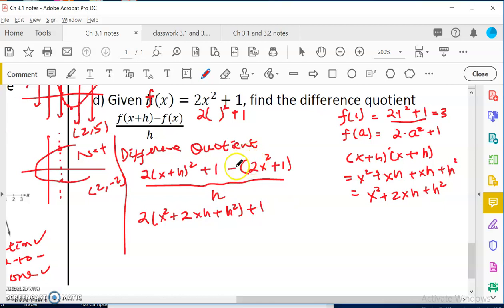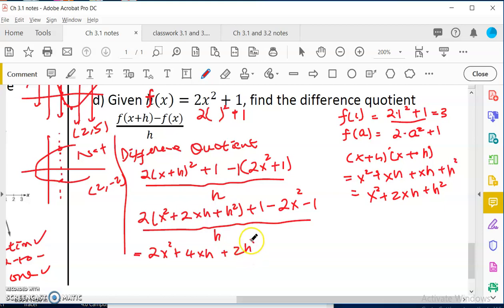Now I'm going to distribute the negative 1, but we're not distributing the whole thing in the front. If there is a subtraction here, that means negative 1. So plus 1 minus 2x squared minus 1, because negative 1 times 1 is negative 1, divided by h. We almost can combine like terms now, but I want to distribute the 2 first. So it'll be 2x squared plus 4xh plus 2h squared. That's what you do in the beginning of calculus. You would be able to process things like that, a lot of combining like terms. Now divided by h.